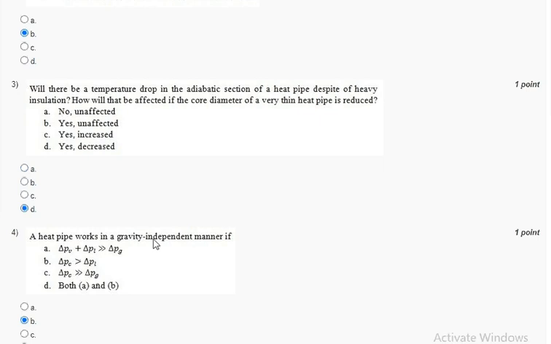Next question, will there be a temperature drop in the adiabatic section of heat pipe despite heavy insulation? How will that be affected if the core diameter of a very thin heat pipe is reduced? If the core diameter is reduced, then yes, it will be decreased. Yes, there is a temperature drop in the adiabatic section of heat pipe despite heavy insulation, and it will be decreased.